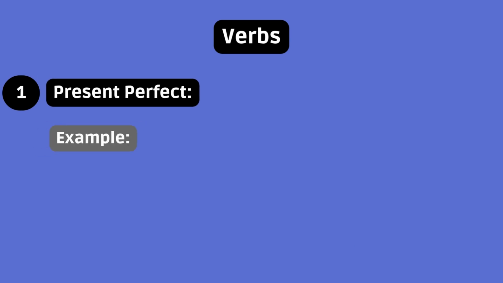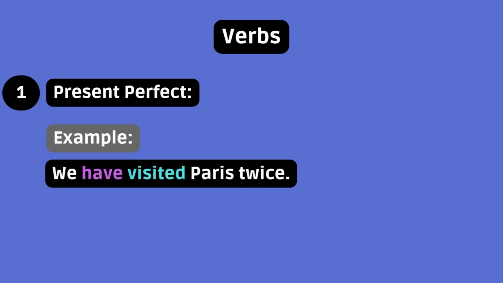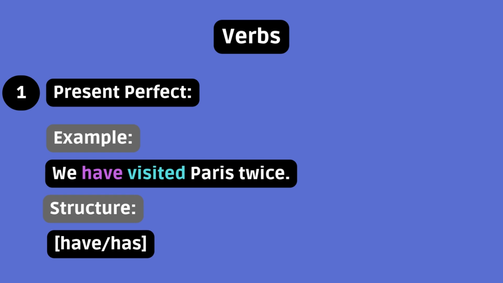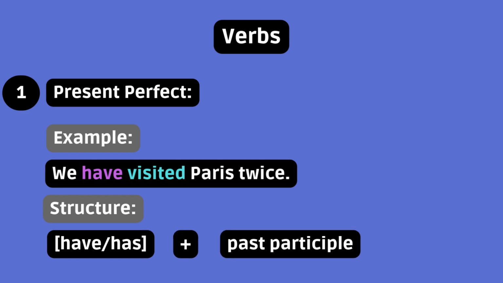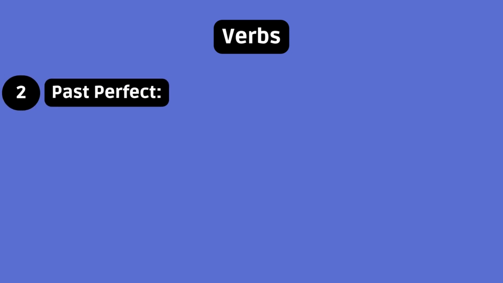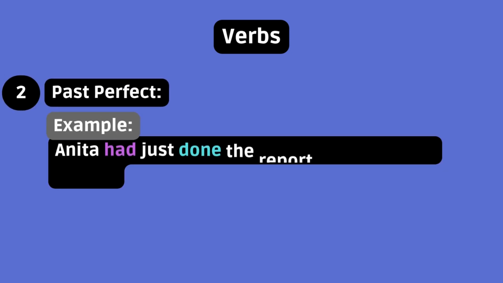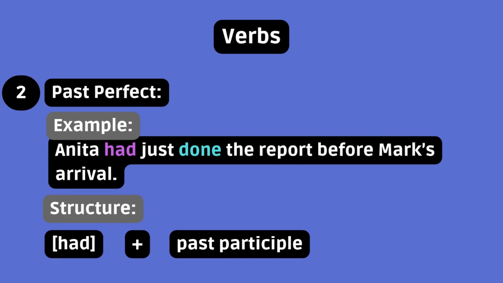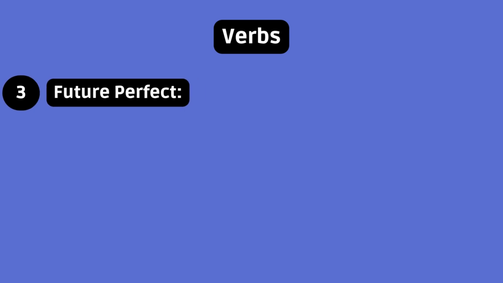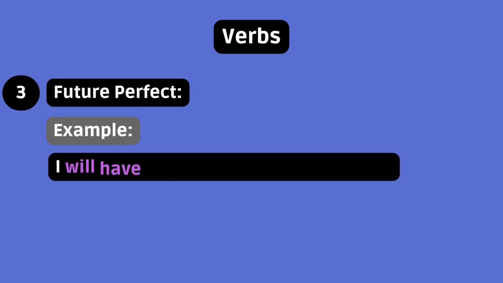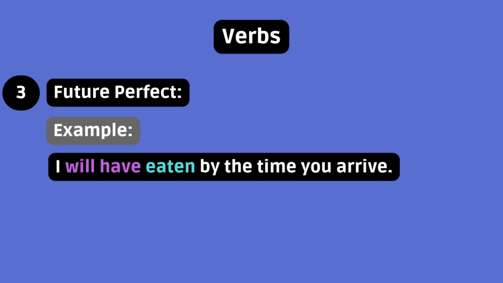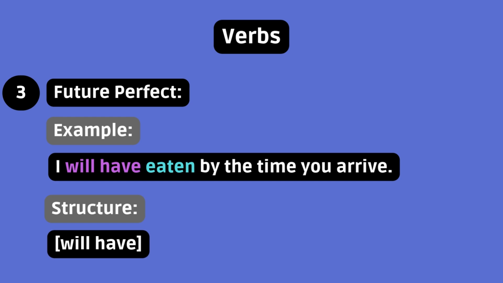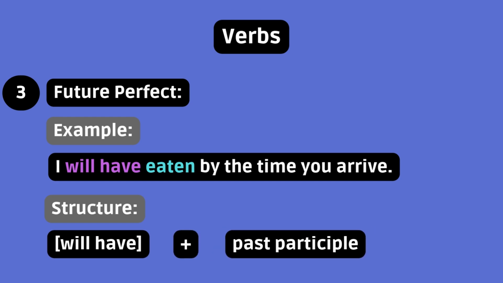Present perfect. Example: we have visited Paris twice. The structure is have or has plus past participle. Past perfect. Example: Anita had just done the report before Mark's arrival. The structure is had plus past participle. Future perfect. Example: I will have eaten by the time you arrive. The structure is will have plus past participle.